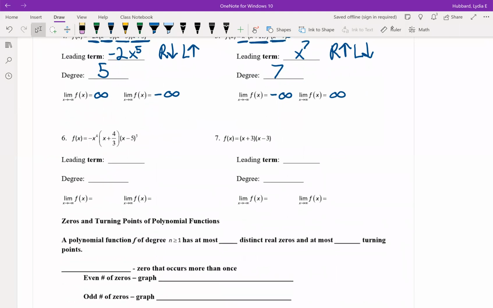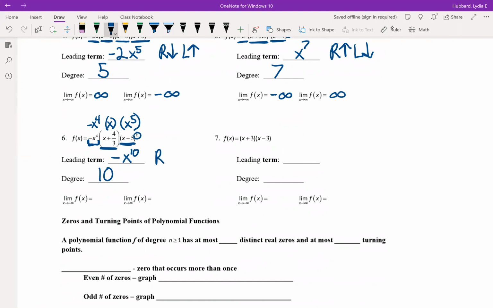So looking at number 6, I'm going to take that entire first term, including that negative. So that'll be negative x to the 4th. And then I'm going to look at my second term. Okay, the highest exponent I could get here is just a regular x to the 1st. And then looking at my third term, the highest exponent I can get here is an x to the 5th. Okay, and when I multiply all those together, I'm going to get negative x to the 10th. So my degree is 10. Because negative x to the 4th times x to the 5th is negative x to the 10th.